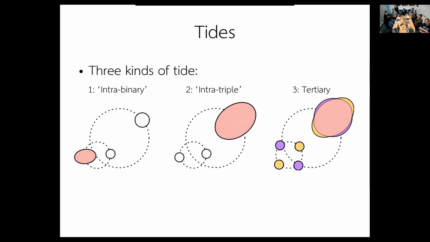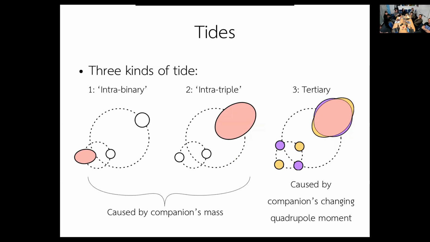So we have 3 kinds of tides to deal with in a triple. The first and second kind are the standard binary tides. The first one, which is called intra-binary, is the effect of one of the stars in the close binary on the other. binary_c already does this. The next I call intra-triple, which is basically the same thing, except on the outer binary. And then the third one is the one that's unique to triple systems, which seem to be going by the term tertiary tides. And these are caused by the changing quadrupole moment of the companion.